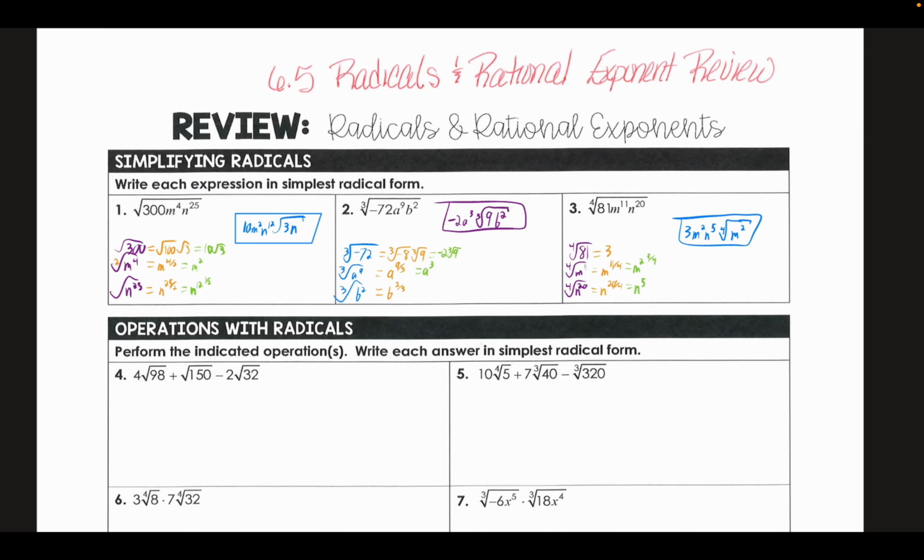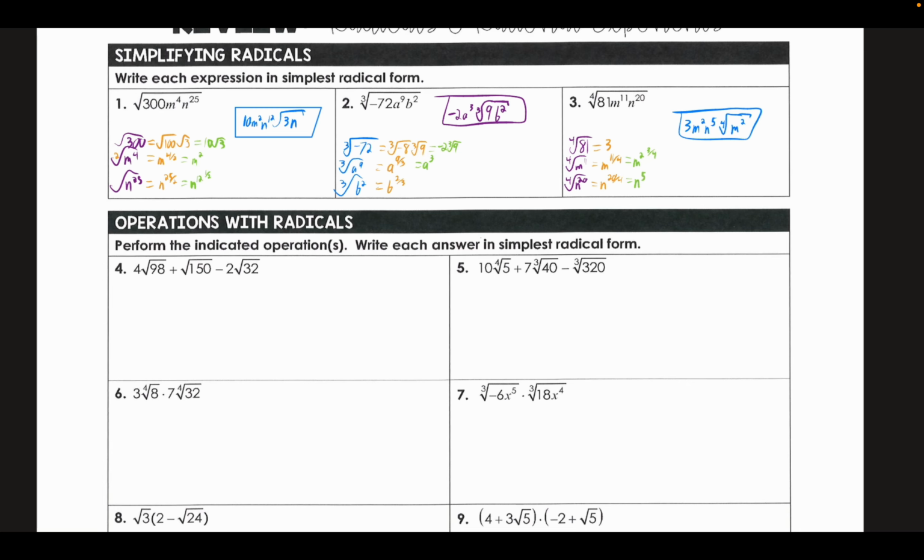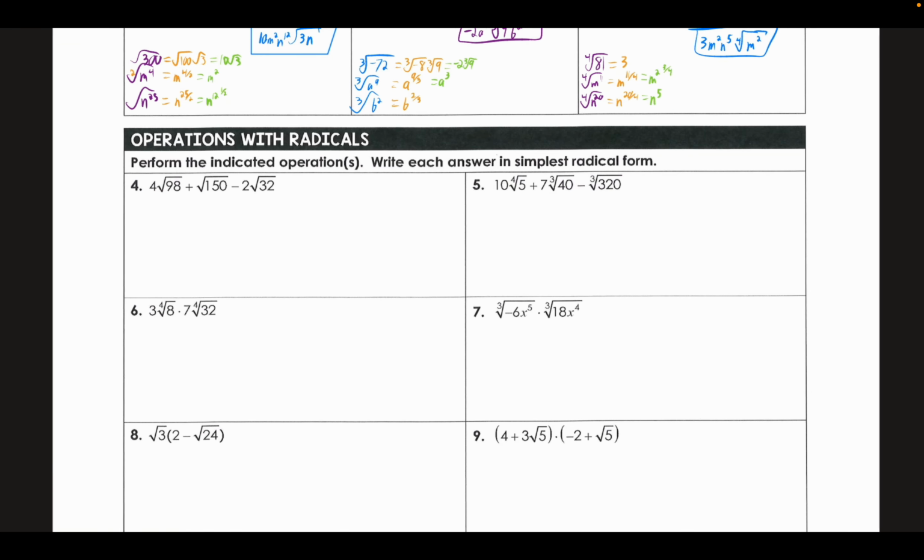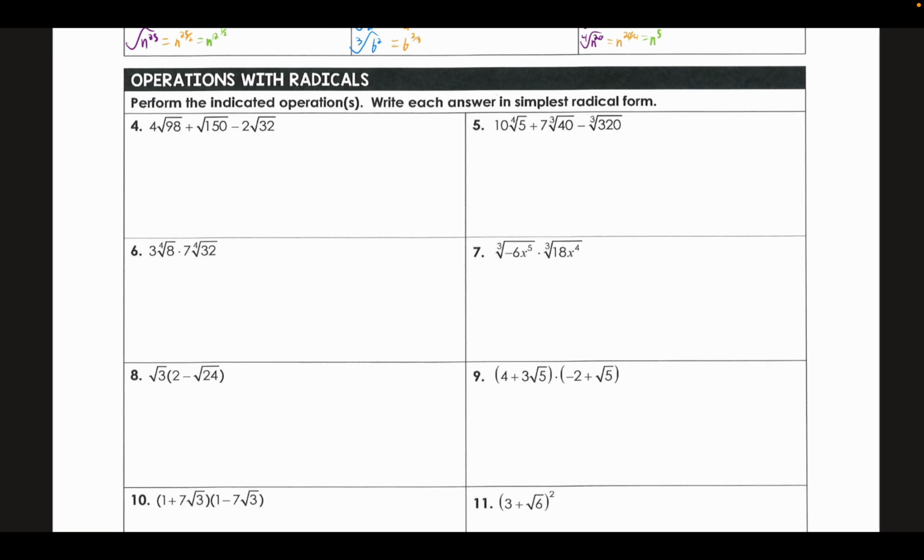Moving on, next, operations with radicals. So here it says perform the indicated operations and write your answer in simplest radical form. You'll see on problems 4 and 5, for example, you're doing some adding and subtracting. On problems 6 and 7, you're doing some multiplying.